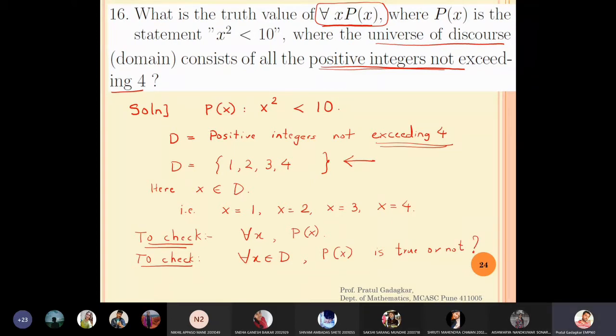So to check for all x belonging to D, D is the set 1, 2, 3, 4. What was P(x)? P(x) was x squared less than 10. This is what we want to check. Okay, so put x equal to 1. If x is equal to 1, then 1 squared is less than 10. This is correct, so this is true.